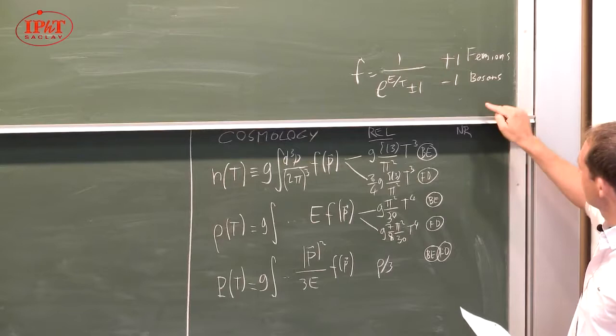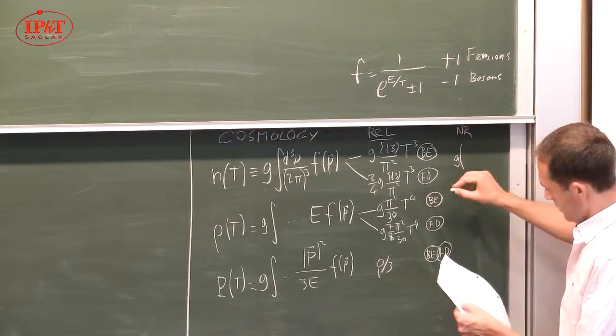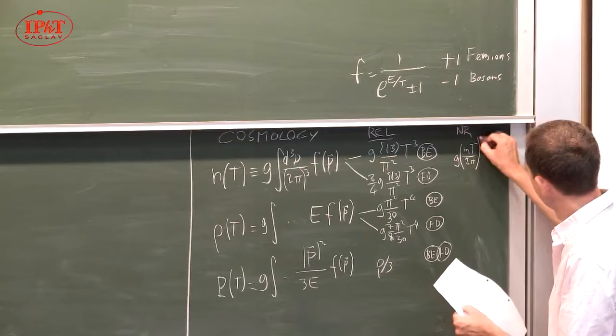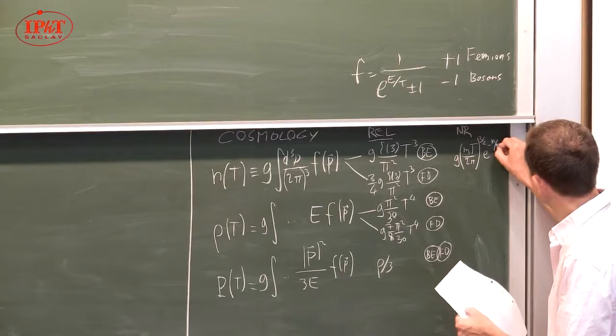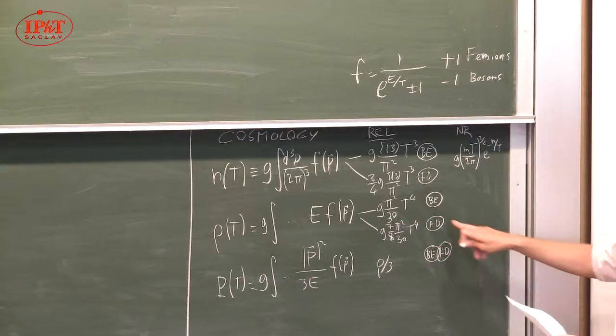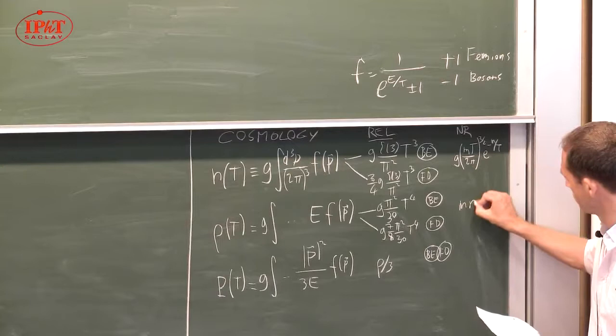Boltzmann case in both cases, and then I have that this one is (mT over 2π)^(3/2), and then the Boltzmann suppression factor, e to the minus m divided by T. The number density, this is the number density. The energy density is the number density multiplied by the mass, as we used already last time.